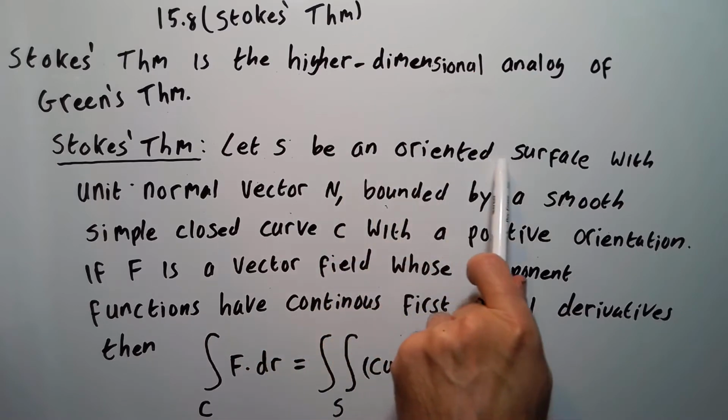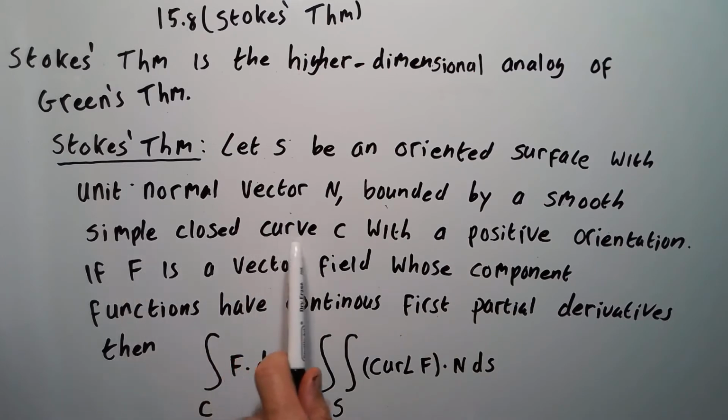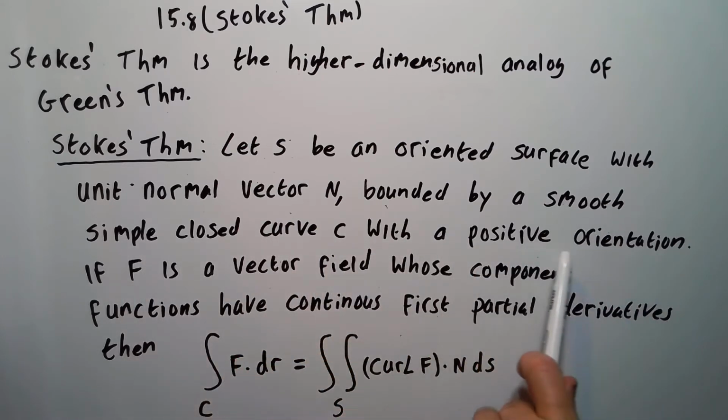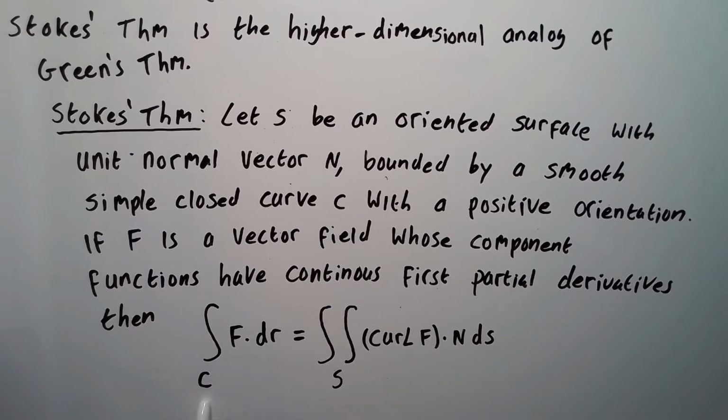So let S be an oriented surface with unit normal vector n bounded by a smooth simple closed curve C with a positive orientation. I'll talk about what this means in a second. If F is a vector field whose component functions have continuous first partial derivatives, then, here's the statement: the line integral around the boundary of our surface equals the flux of the curl over the surface S.